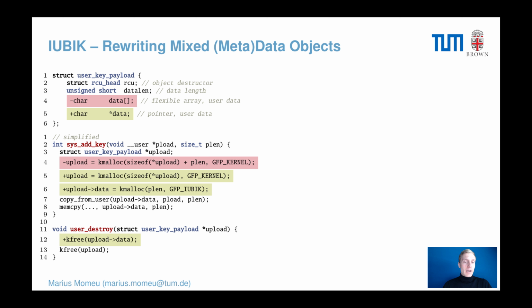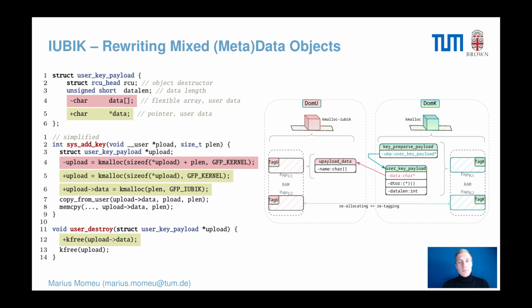Specifically, at line 5, we modified the initial kmalloc invocation to reserve only a fixed size for the original object, which is going to be stored in DOM-K. And we add a new kmalloc invocation at line 6 that uses the GFP UBK flag to reserve memory in DOM-U, where user-controlled data will be stored. Finally, at line 12, we introduce a new kfree invocation to release the newly allocated memory for the segregated user buffer. Now, using this mechanism, we manually instrument and rewrite the kmalloc sites and struct types abused in existing exploits.